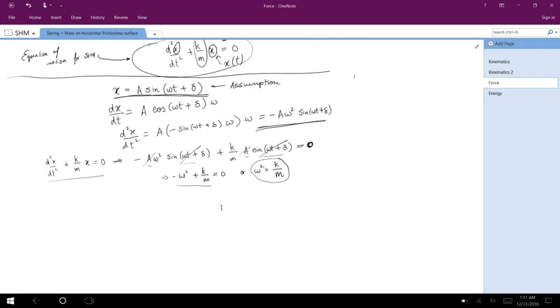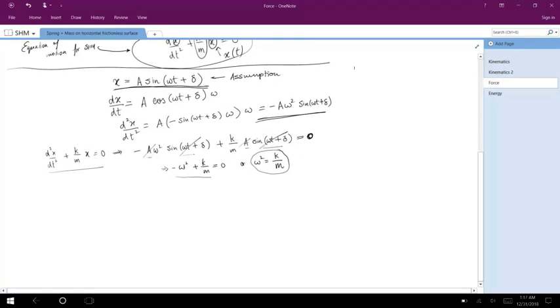Once we plug our assumption into the equation of motion for SHM, we find this relationship. So this is our original equation, and once we plug it in, we find clearly the first term has an a and a sine omega t plus delta, and the second term also has an a and a sine omega t plus delta.